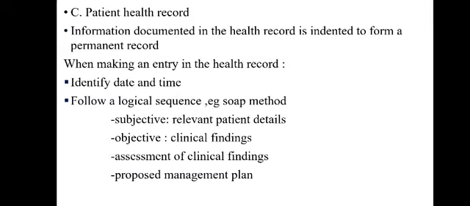The last one, patient health records. What do you mean by patient health records? The information documented in the health record is independent, to form a permanent record. When making an entry in the health record, identify date and time, then follow a logical sequence. Example, SOAP method: subjective, relevant patient details; objective, clinical findings; then assessment of clinical findings and a proposed management plan.